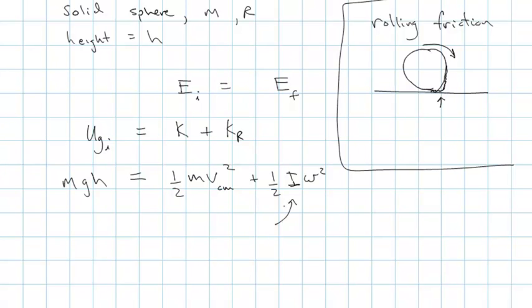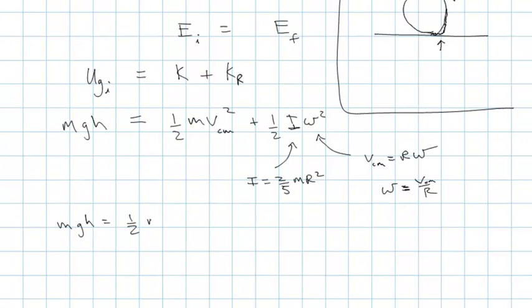I we can look up in our textbook, solid sphere rotating about an axis through its center point: 2/5 m r squared. For omega, v center of mass equals r omega when something is rolling without slipping. So omega is v center of mass over r.